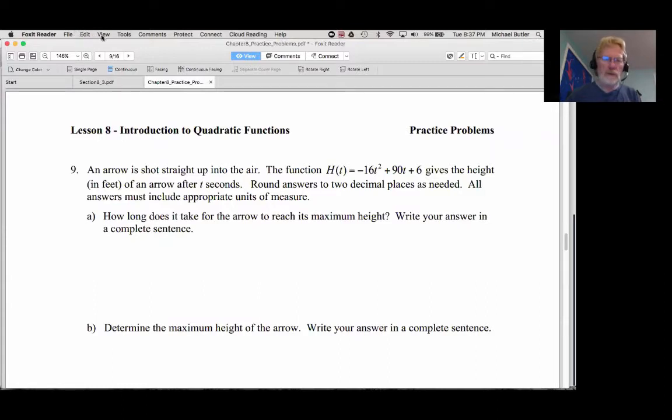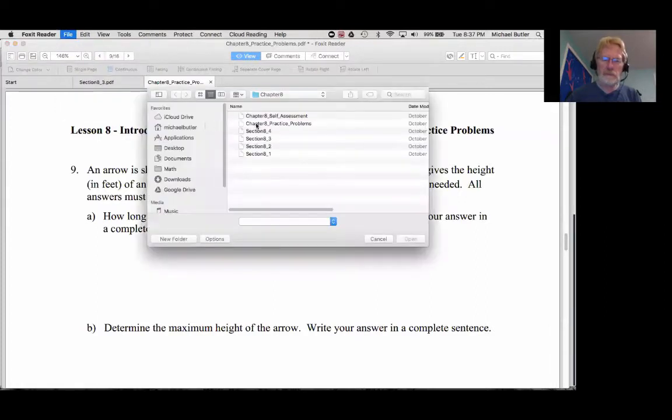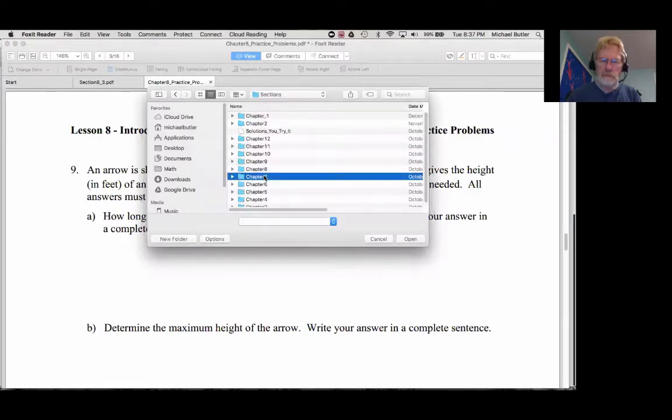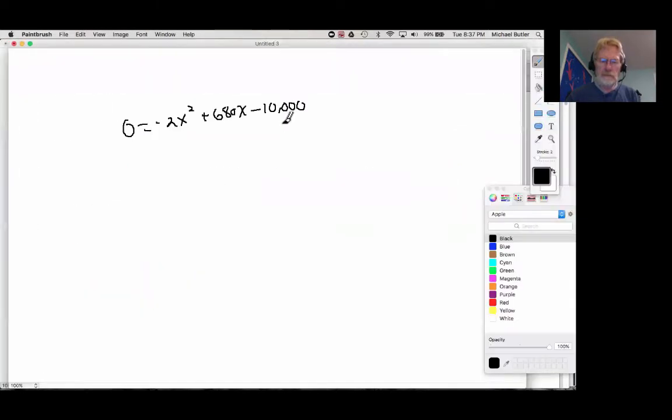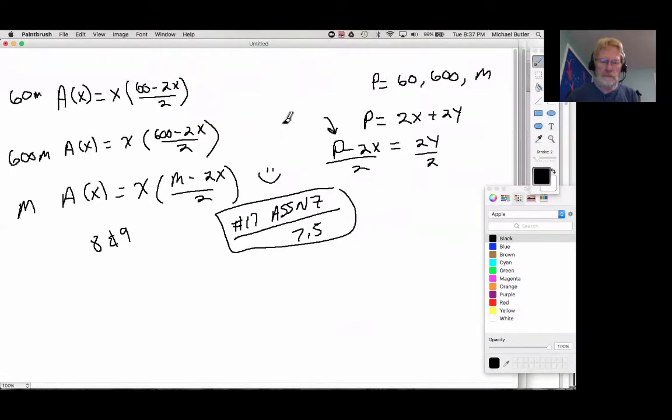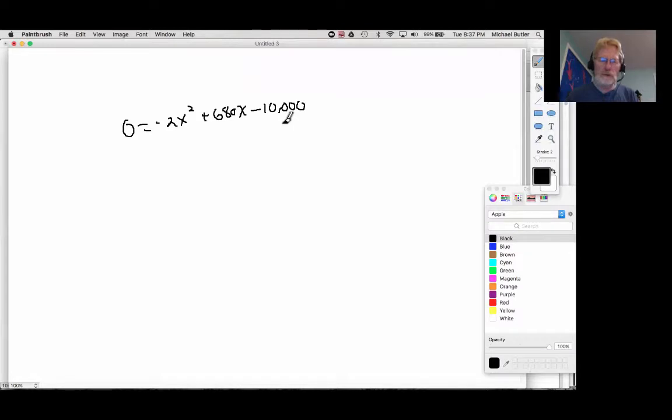So let's go do that. So it was assignment 7, number 17 and 7.5. Okay, so let's go take a look at that. So this is section 7.5, number 17.